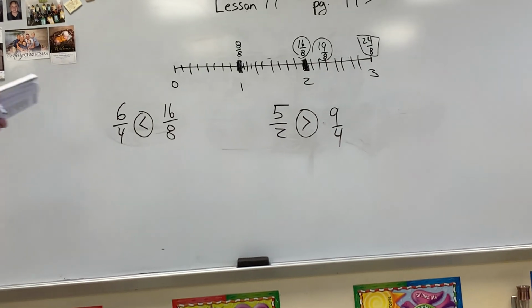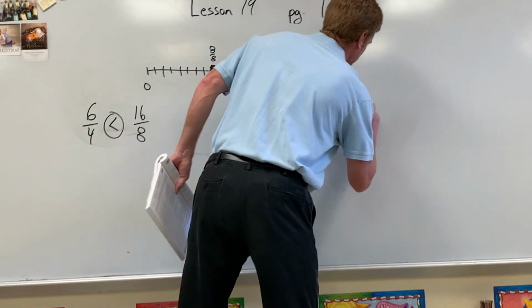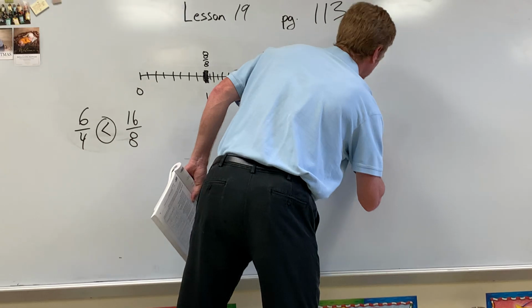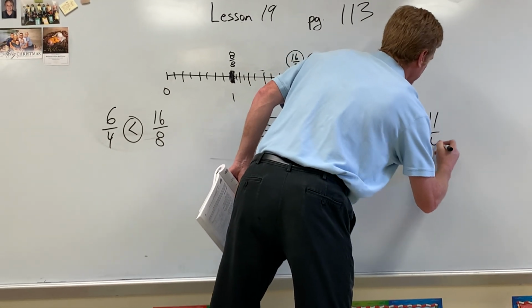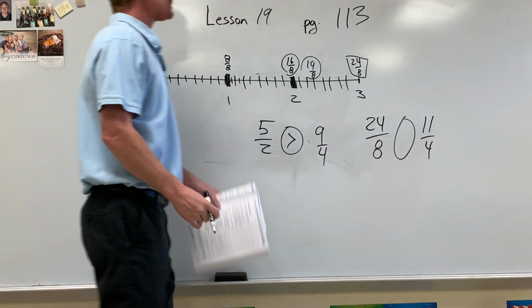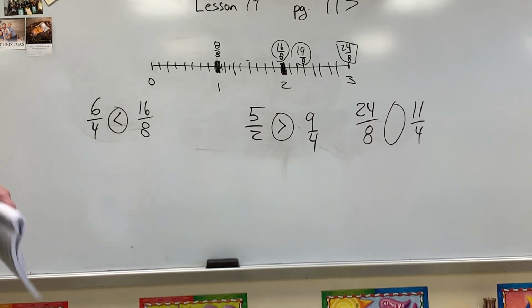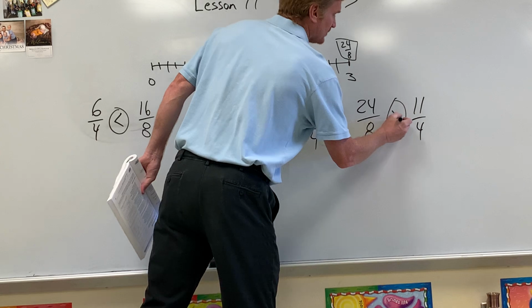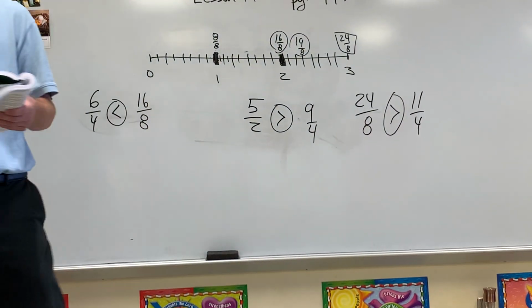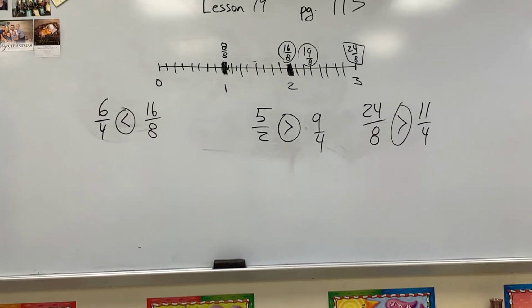And the last one. 24/8 and 11/4. You got 24/8 and 11/4. Look at your number line. And 24/8 is larger. Great. Pretty good there.